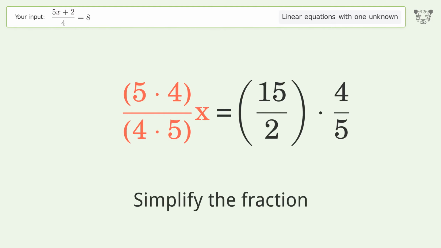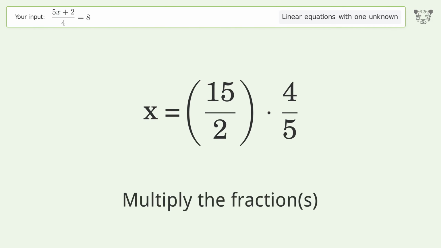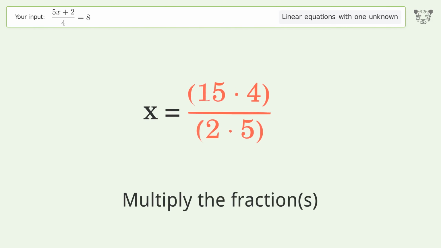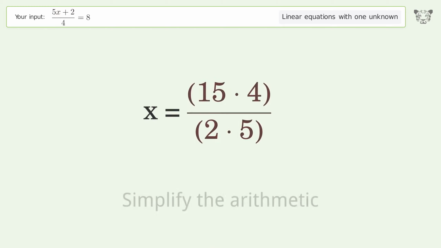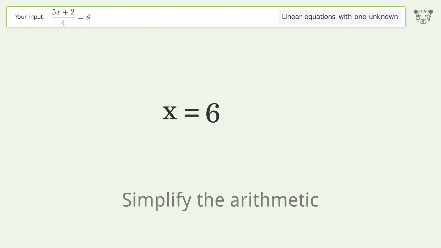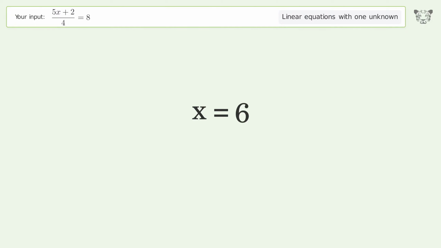Simplify the fraction. Multiply the fractions. Simplify the arithmetic. And so the final result is x equals 6.